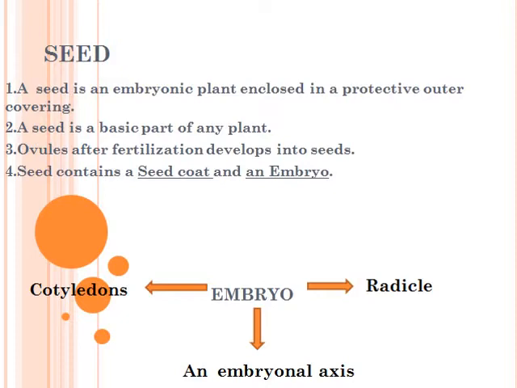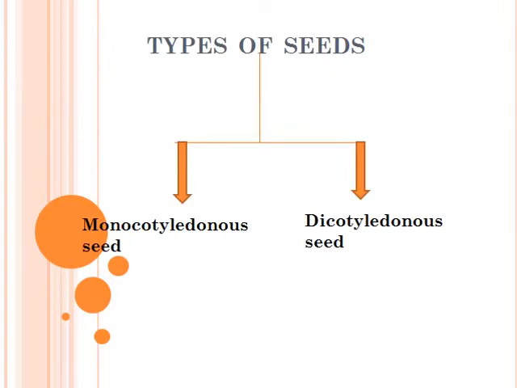Ovules after fertilization develop into seeds. As I told you, a seed is a mature ovule containing an embryo. Now, what are the parts of a seed? A seed contains a seed coat and an embryo. You can see an embryo consists of cotyledons, radicle and embryonal axis. Next, we will see other descriptions.